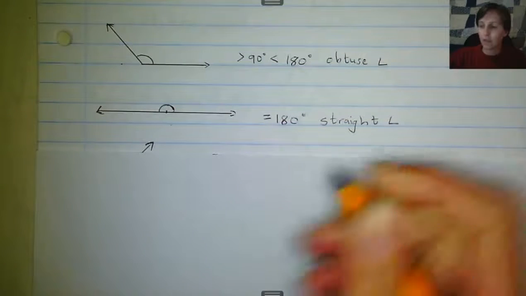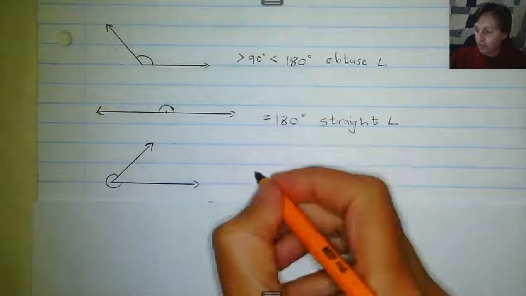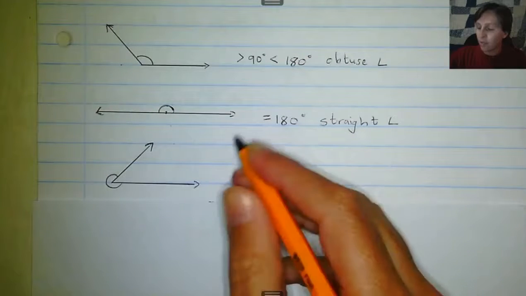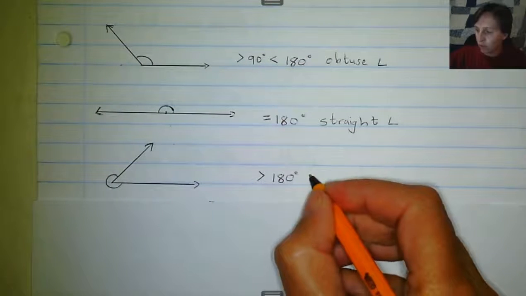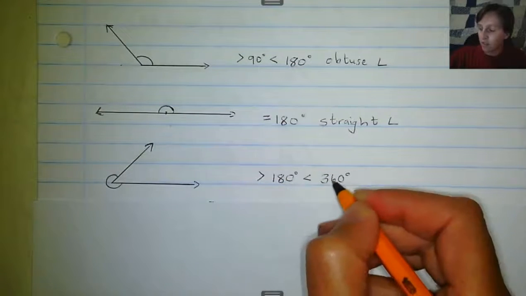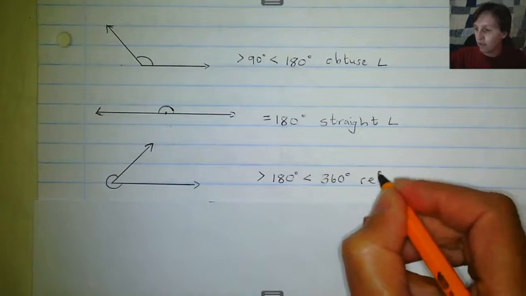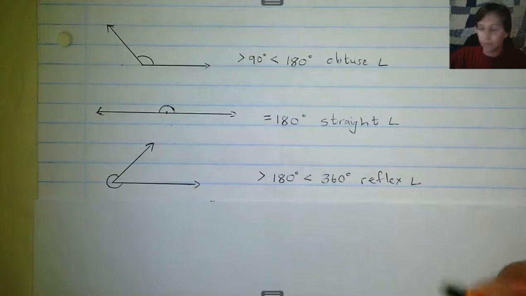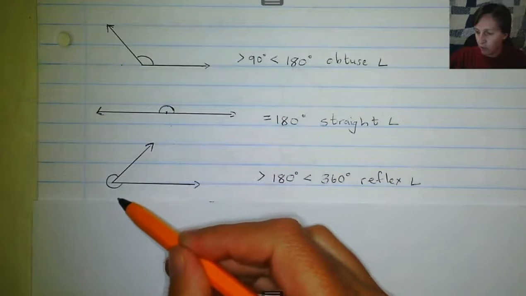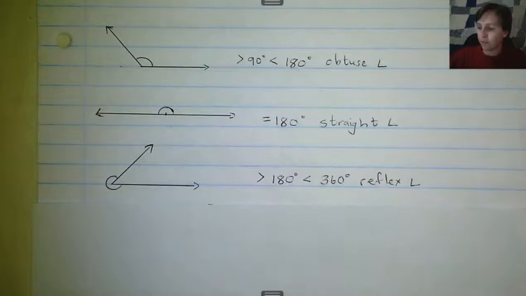Like that. If we have an angle that is greater than 180 degrees, so it's greater than a straight line, but less than all the way around, which is 360 degrees, we call that a reflex angle. In other words, this arm was over here, and we took it and we went all the way around to there. It's a reflex angle.